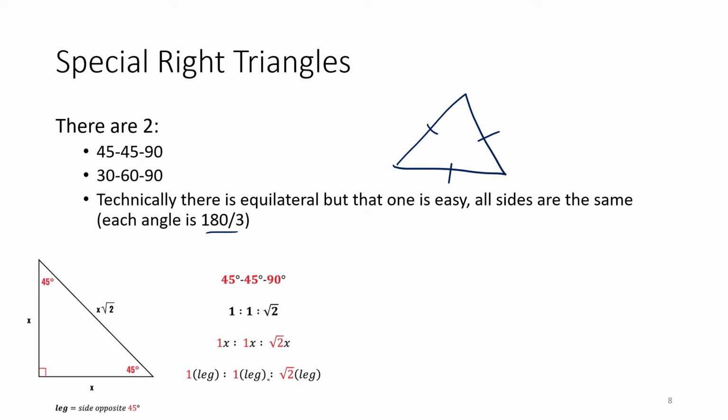The other 2 are more special, I guess. So this is a 45, 45, 90. It's also known as an isosceles. Isosceles, I think, yeah, that's how you spell it. I'm 90% sure. Isosceles means 2 of the side lengths are the same. So an isosceles right triangle is always 45, 45, 90. And the lengths of the legs are going to be the same.